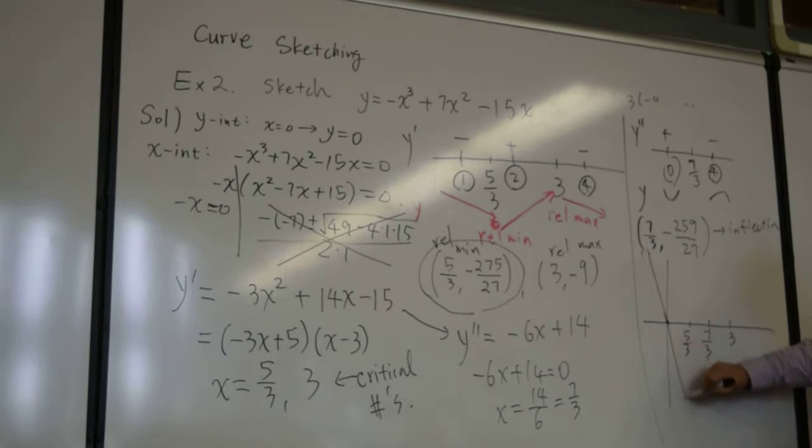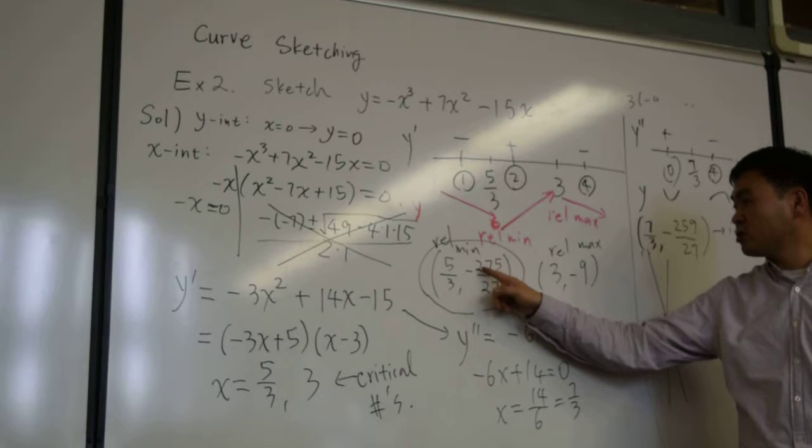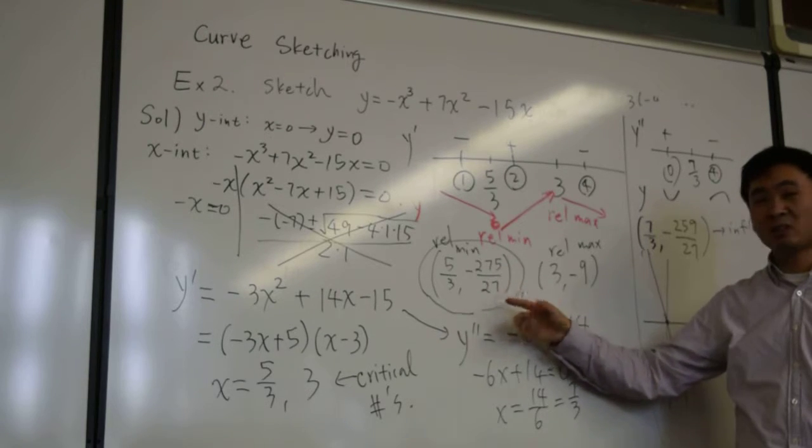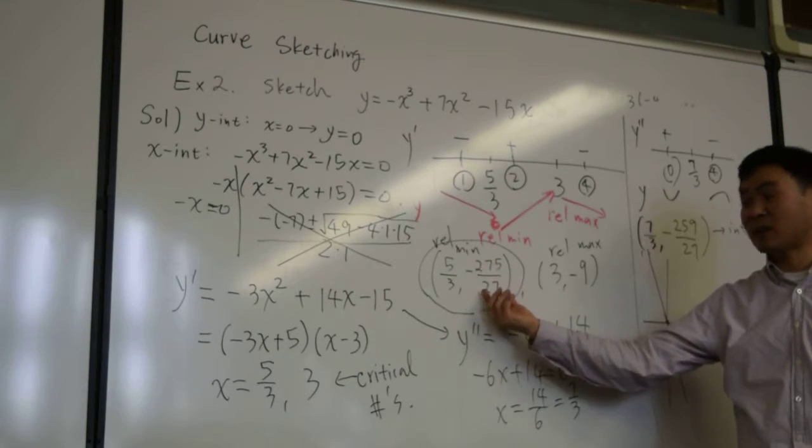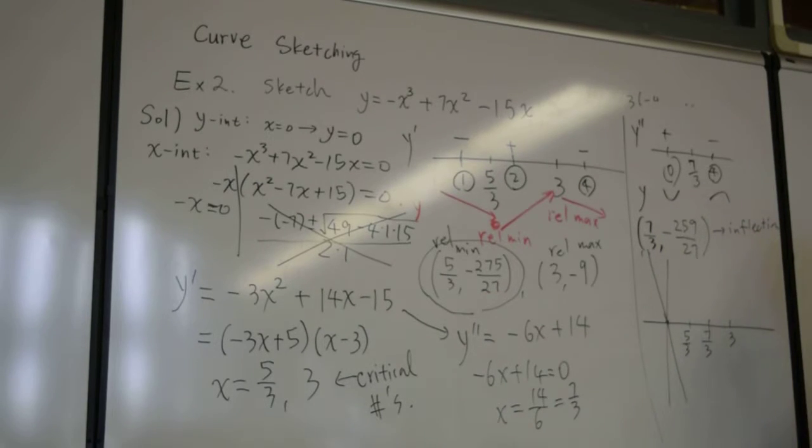It has to go to negative 275 over 27. 270 divided by 27 is about 10, so this is slightly lower than negative 10. So it goes very far down, and then it goes up. And there's a change in concavity at 7 over 3, and it should do this. And then the coordinates are as written over there.